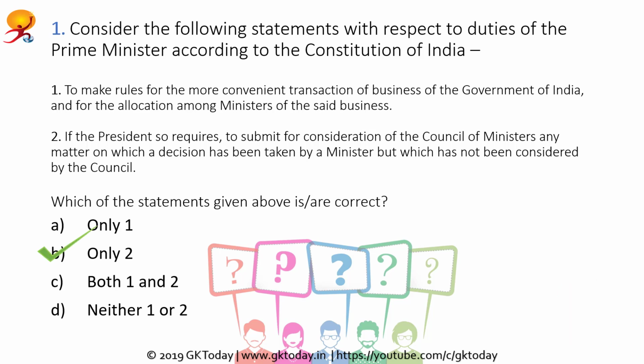And the correct answer is B. Only 2 is correct. Constitutionally, making rules for the more convenient transaction of business of the Government of India rests on the President of India. So constitutionally, it's a presidential duty. However, since the President is bound by the advice of the Council of Ministers and the Prime Minister, it is technically the Prime Minister's job. However, constitutionally speaking, as per the Constitution of India, it is a duty of the President. So only number 2 is correct.